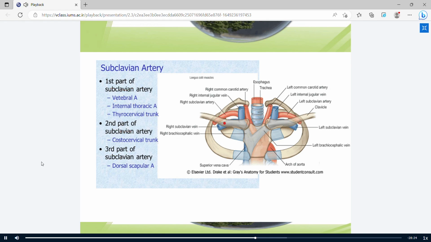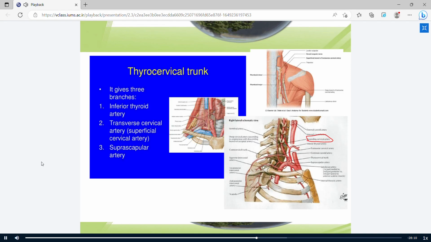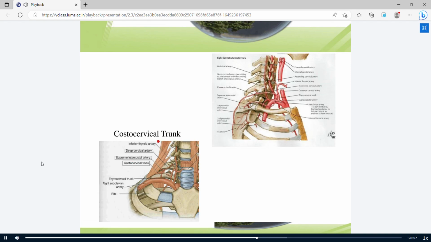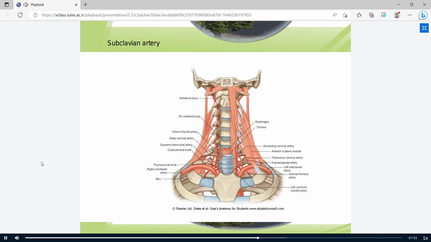The second part of the subclavian artery has the costocervical branch, and the third part of the subclavian artery has the dorsal scapular artery. But the costocervical is different on the right side and left side. I think this picture is better. Yes, this is the left side and this one is the right side.